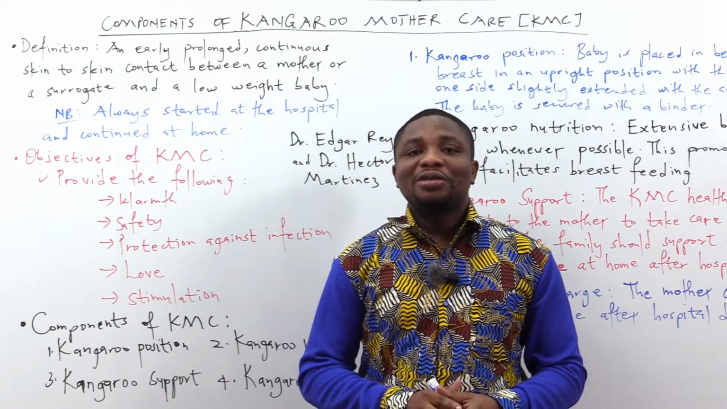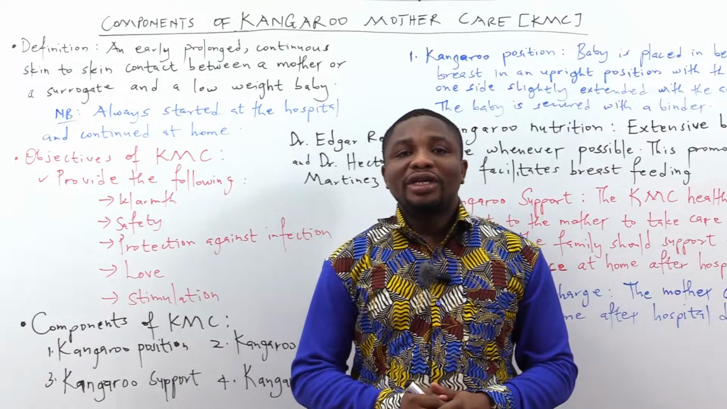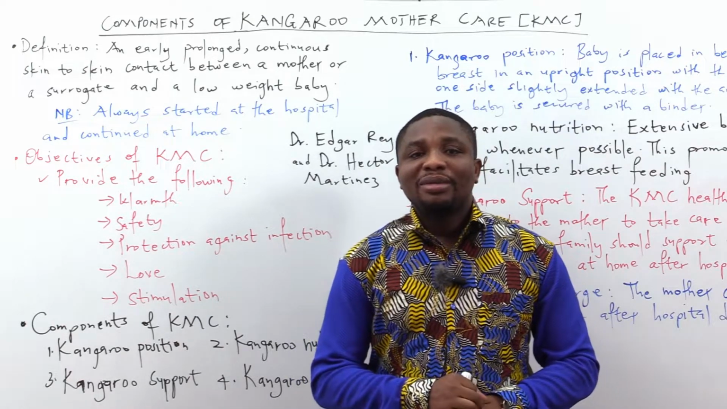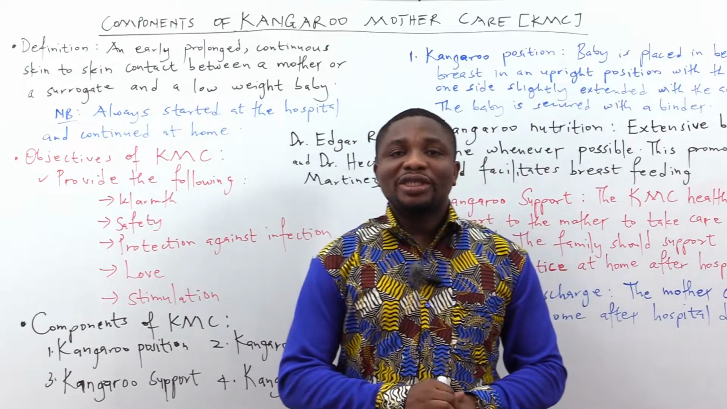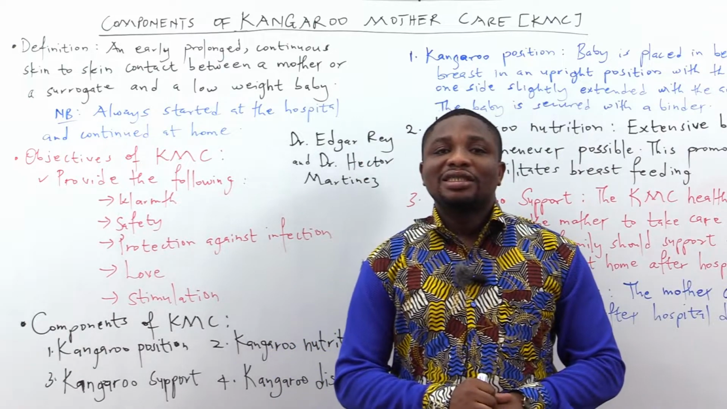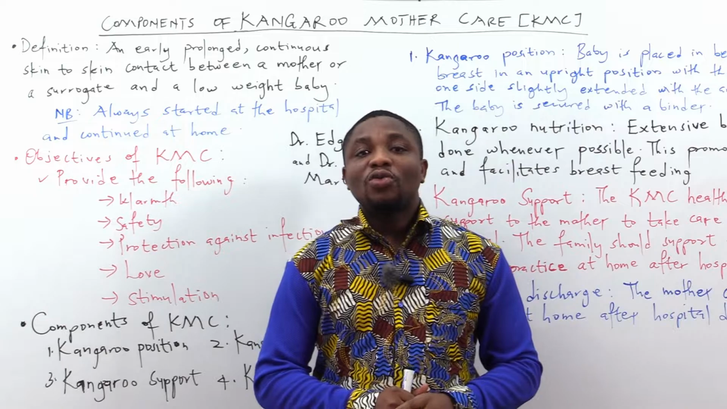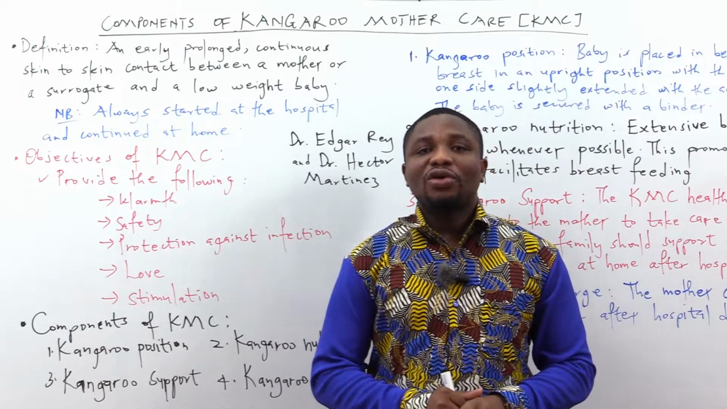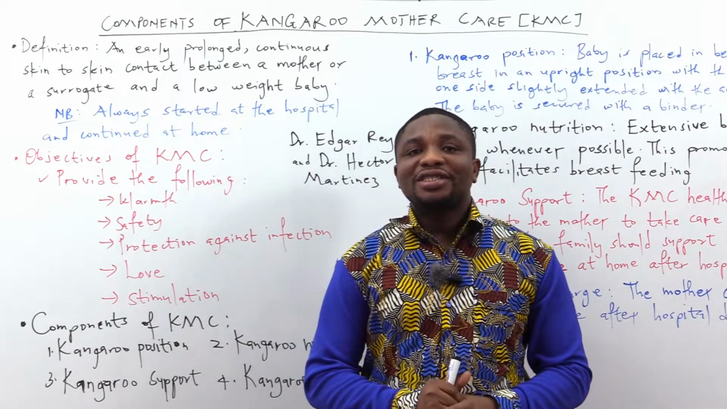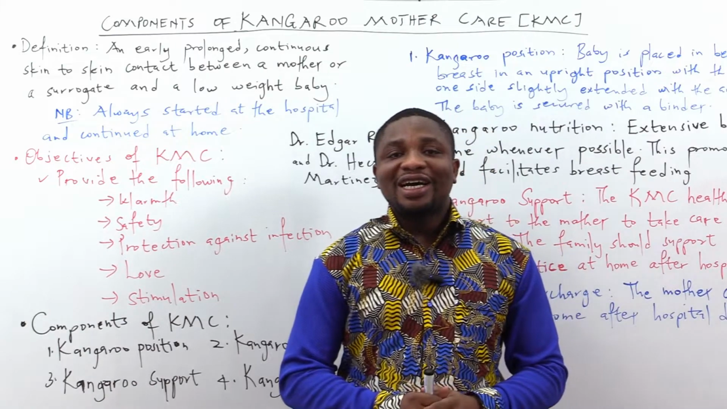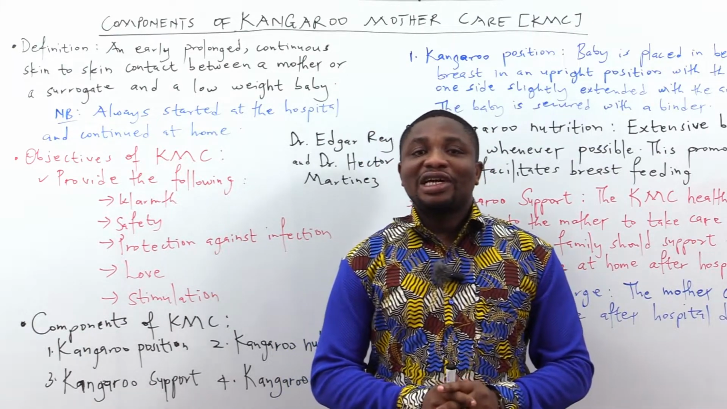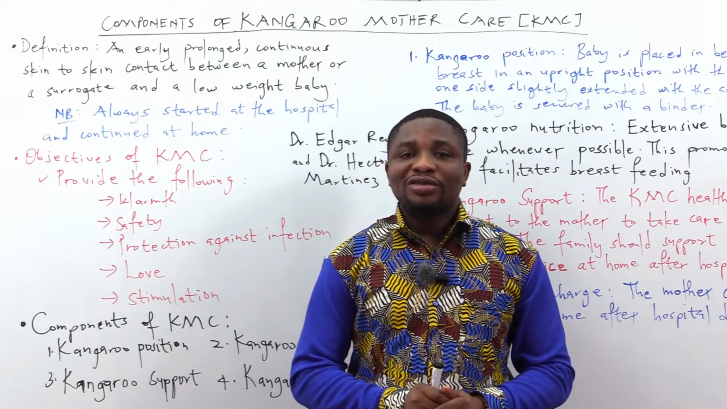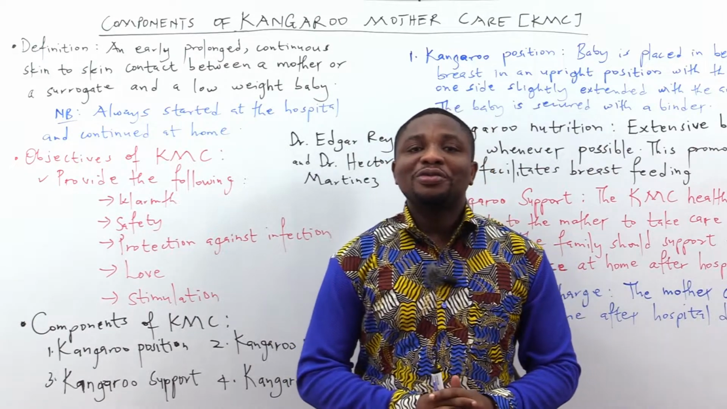In today's tutorial, we are going to be looking at components of kangaroo mother care. But before we do that, let's give an answer to the previous question that was asked. And that was, what is the antidote for beta blocker intoxication? I believe we've all gotten the answer right, and we've written that in the commentary section. The answer to that question is glucagon. Congratulations to all of you.